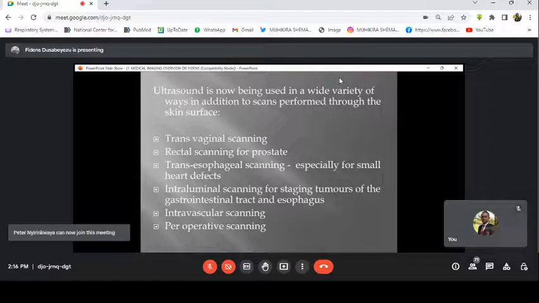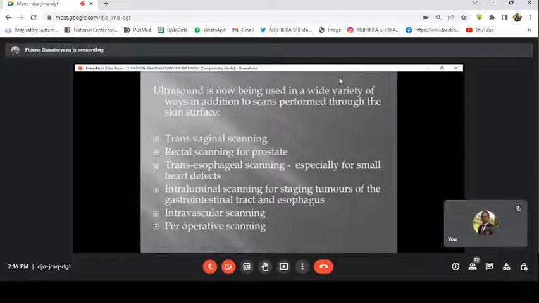So like transvaginal, like transrectal, for the prostate. Because if you introduce the probe into the rectum, you will be near the prostate and you will see it better. But when you scan through the skin over the pelvis, it may not be that clear, so that you can even miss a disease.